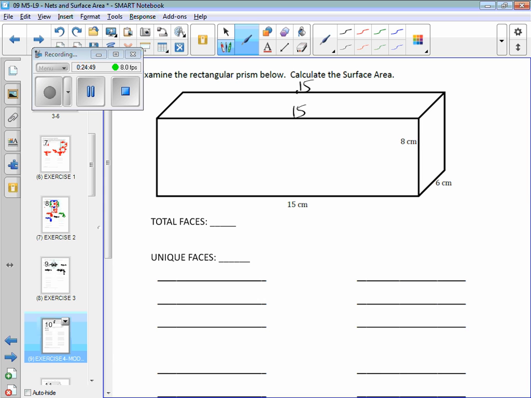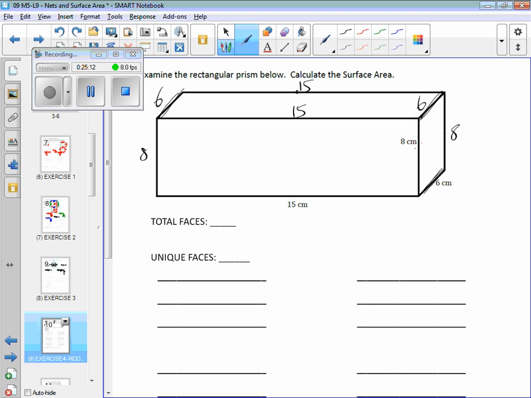So all the horizontals on the long end are 15. This is 8, so its opposite edge is 8, and its opposite edge on the long side is also 8. This is 6, so what's this? And that makes this what? Okay, this is going to help you to see the unique faces.